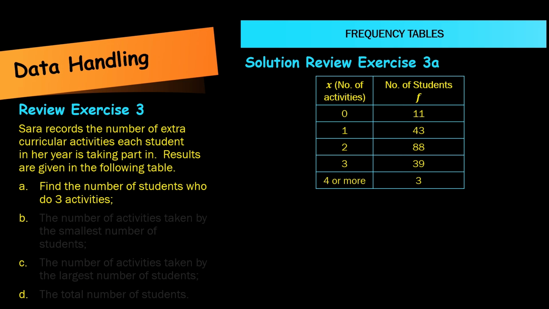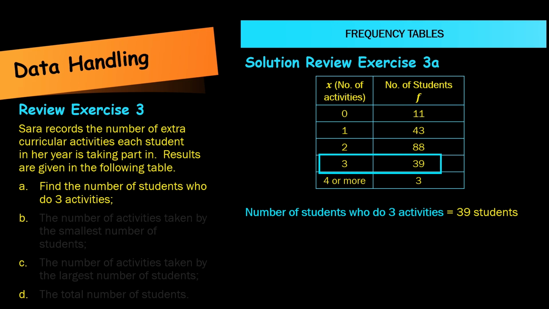In our table, we have 2 columns. X for the number of activities, and F, the frequency, for the number of students doing that particular number of activities. So when X equals 3, the frequency is 39. And therefore, the number of students who do 3 activities is 39.